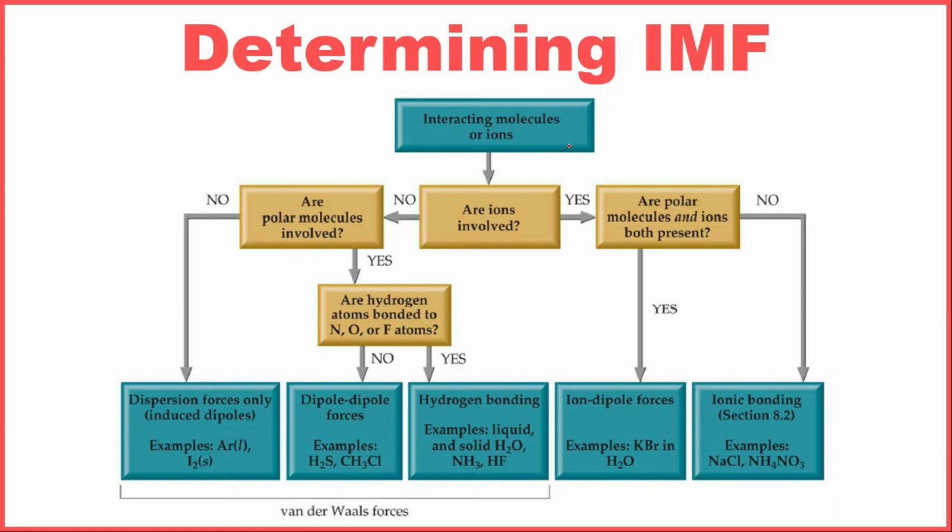First, identify the interacting molecules or ions. Then you have to ask yourself, are ions involved? If no, you should ask yourself if polar molecules are involved. If still it's a no, then you only have dispersion forces. But if you have a yes, you have to ask yourself, are the hydrogen atoms bonded to nitrogen, oxygen, or fluorine atoms? If no, you have dipole-dipole forces. If yes, you have hydrogen bonding.